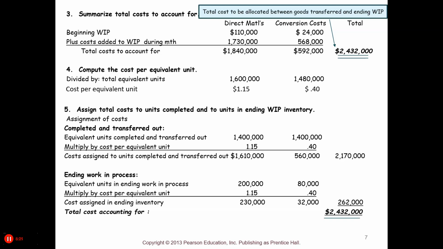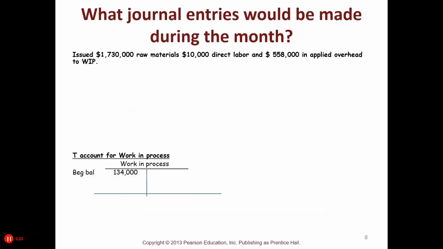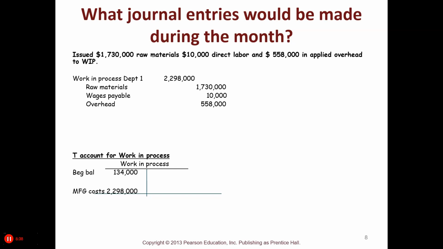Now let's take a look at our journals. Here's what our T account looks like. And the first thing we want to do is book our raw materials, our wages payable, and our overhead. And that is going to go to Department 1. We're assuming there's more departments, and that would be added to our work in process for Department 1.